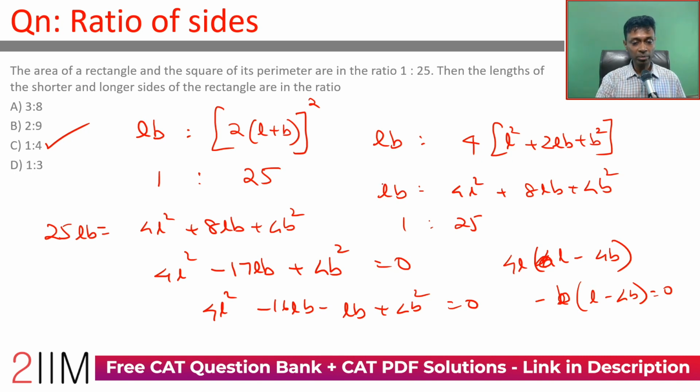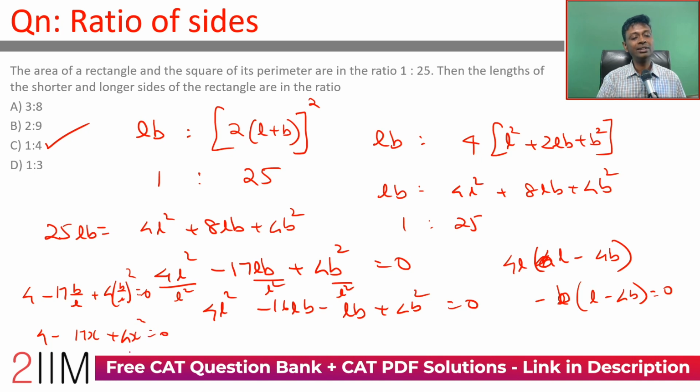We're looking to solve for B by L. If you want to deal with only one variable, and you don't like factorizing like this, divide by L square throughout. So you'll get 4 minus 17 B by L plus 4 B by L whole square equal to 0. B by L is what we want to find. We'll have 4 minus 17x plus 4x square equal to 0. X is what we need to find. You can simplify and find that. If you don't like dealing with a quadratic equation that has L and B, then create a B by L by dividing by L square throughout, and then you're done. You're dealing with only one variable.